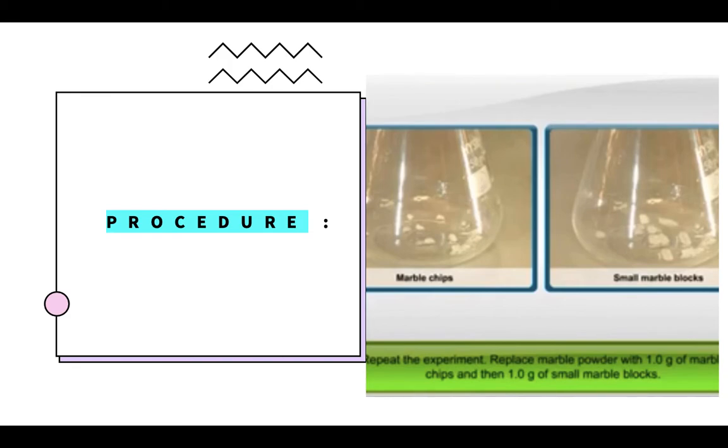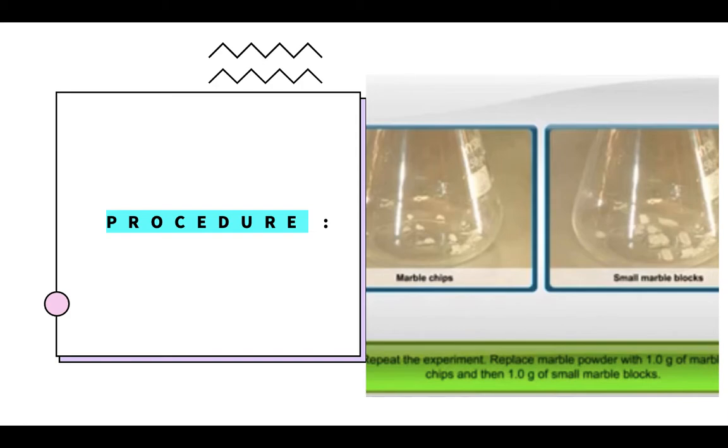So in this experiment we used marble powder, and then marble chips. The size might be bigger than the marble powder, and the other one we repeat again with marble blocks, which are bigger in size than the marble chips. If you notice just now during the procedure, it is using the same mass of the marble, which is 1.0 gram. Okay, so we must keep the mass the same.